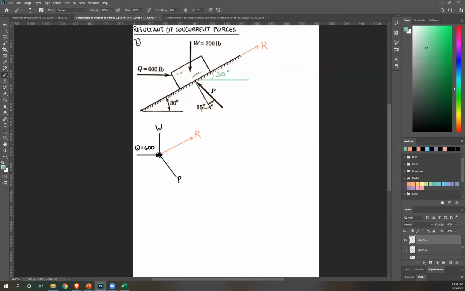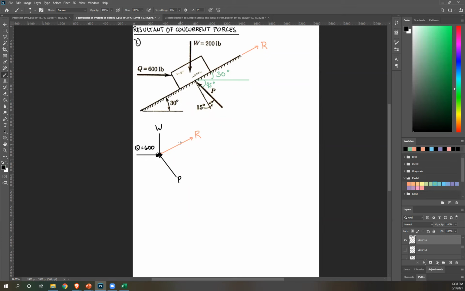This is 30, this is 15, so we can solve for P's angle. It is just 90 minus 30 minus 15, and that is 45. Correct? 90 minus 15 minus 30. So that's how we got, not P, the angle of P from the horizontal line. This is 45 degrees. Okay, so that's easy enough.